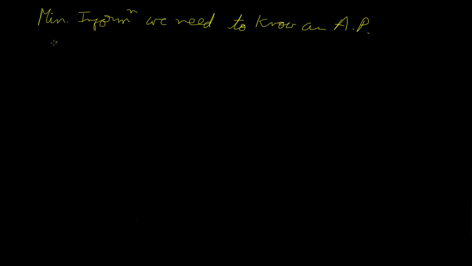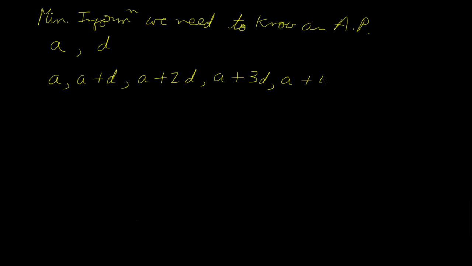Let's say I give you the first term A, and I also give you the common difference D. Then can we tell what the AP is? Yes, we can. The first term will be A. The second term, we just add the common difference to it, A plus D. The third term, A plus 2D. The fourth term, A plus 3D. The fifth term, A plus 4D, and so on.